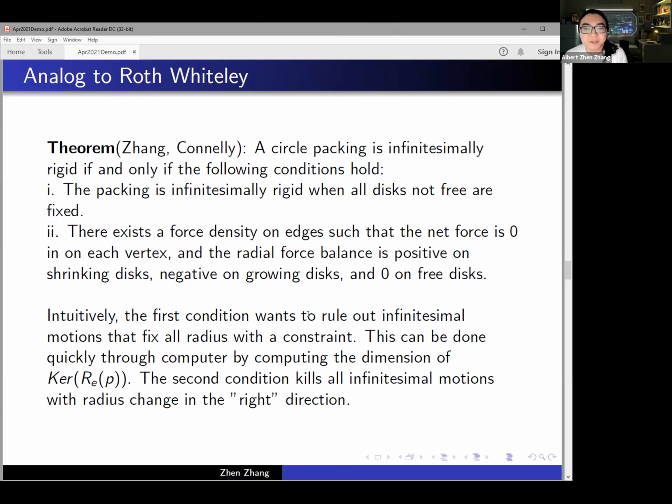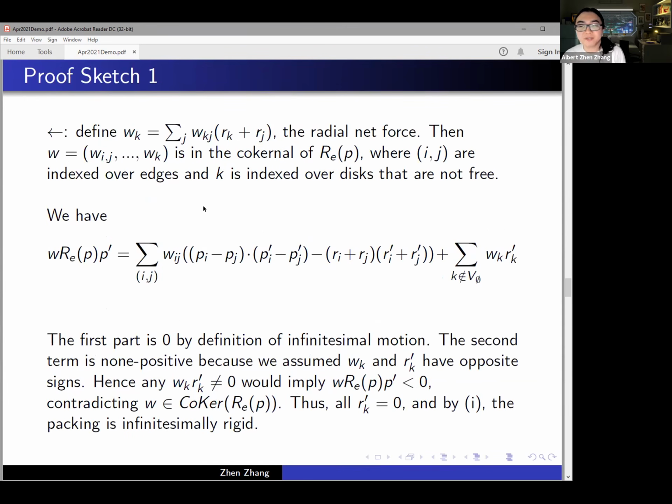So the first condition is trying to kill infinitesimal motions that can fix all the radii with a constraint. If your free disks can all move by themselves, then you are screwed. And this can be tested quickly by computer by computing the dimension of the kernel of the extended rigidity matrix. The second condition kills all infinitesimal motions with a strict radius change in the right direction. And the proof is very similar to that of Roth-Whiteley with only a small change.